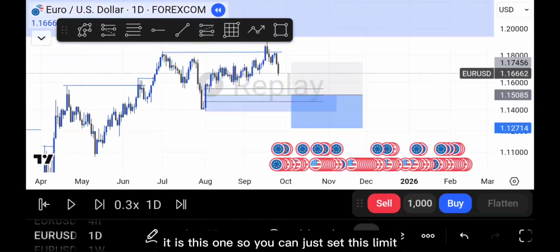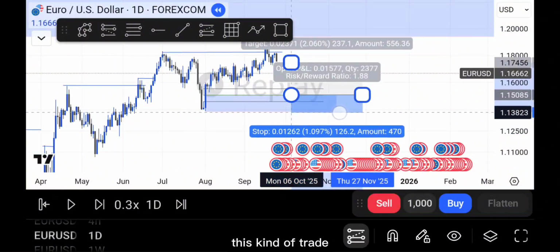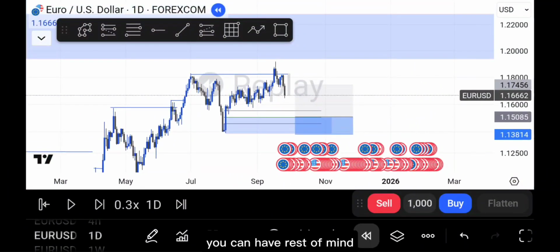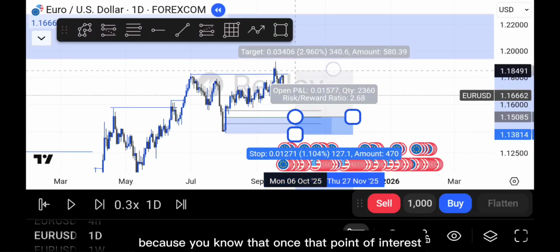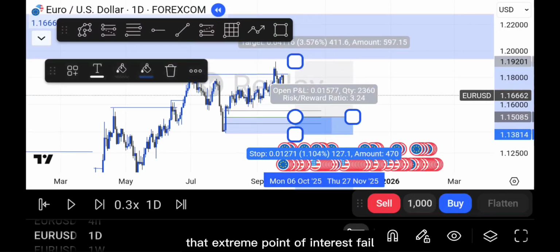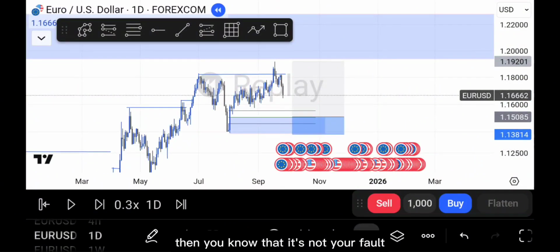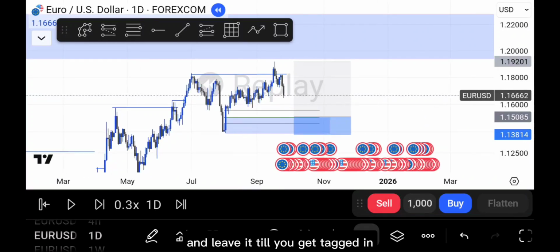So you can just set this limit. With this kind of trade, with any trade where you have just one point of interest, you can have rest of mind, because you know that once that extreme point of interest fails, it's not your fault. The market is just changing direction. So you can just set this one and leave it till you get tagged in.